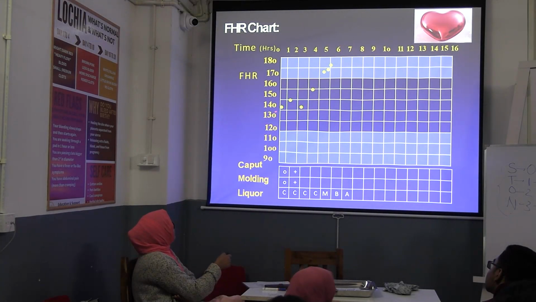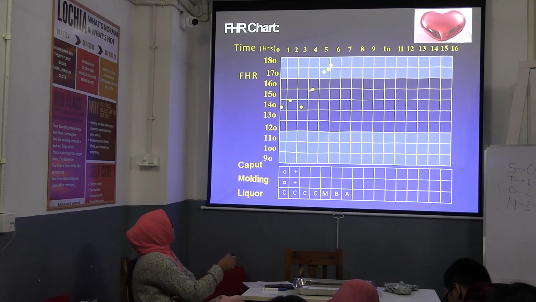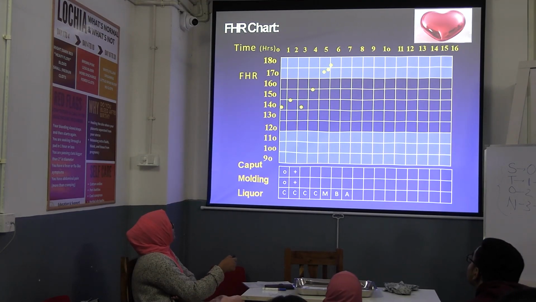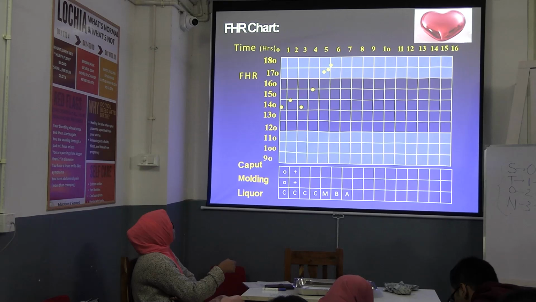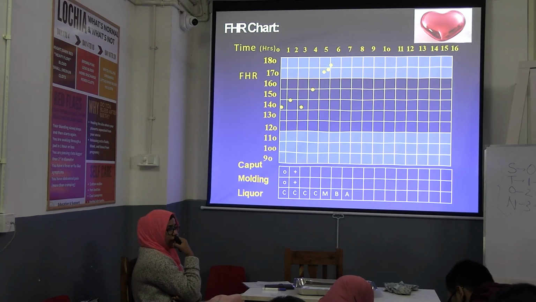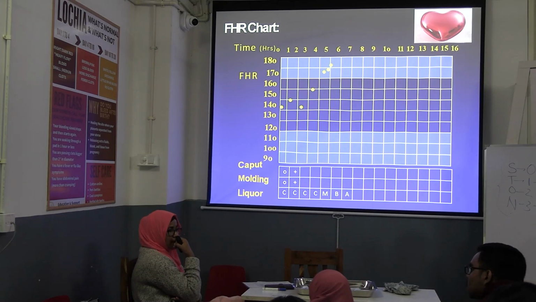This is the fetal heart rate chart, plotted by dots. Then you can join the dots and see if it is going normally or abnormally. What is a normal fetal heart rate? 110 to 160 is the normal range of fetal heart rate.